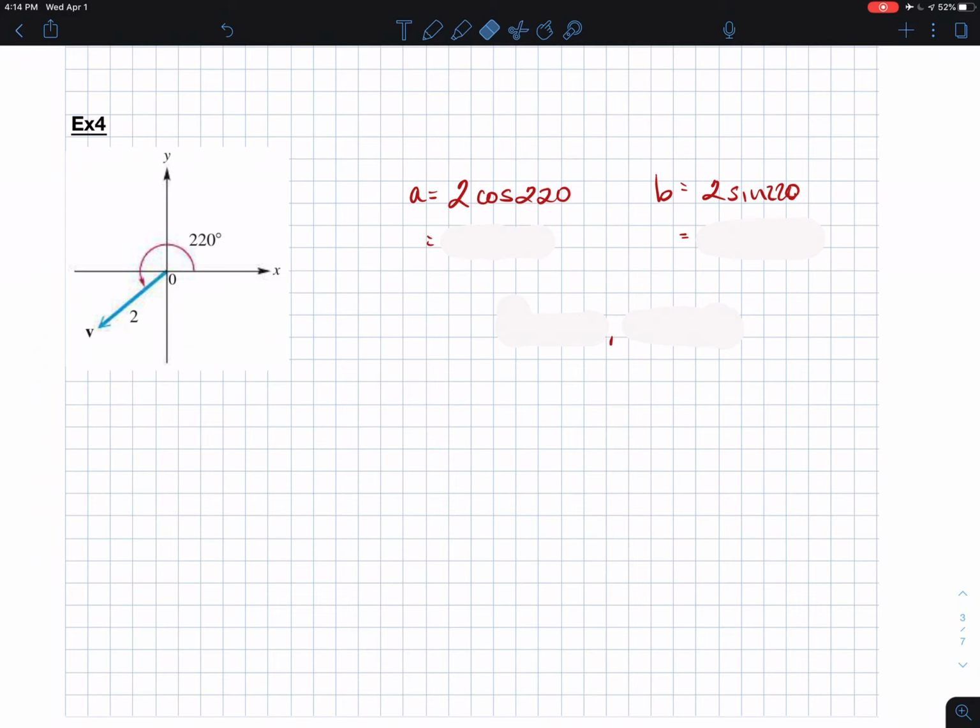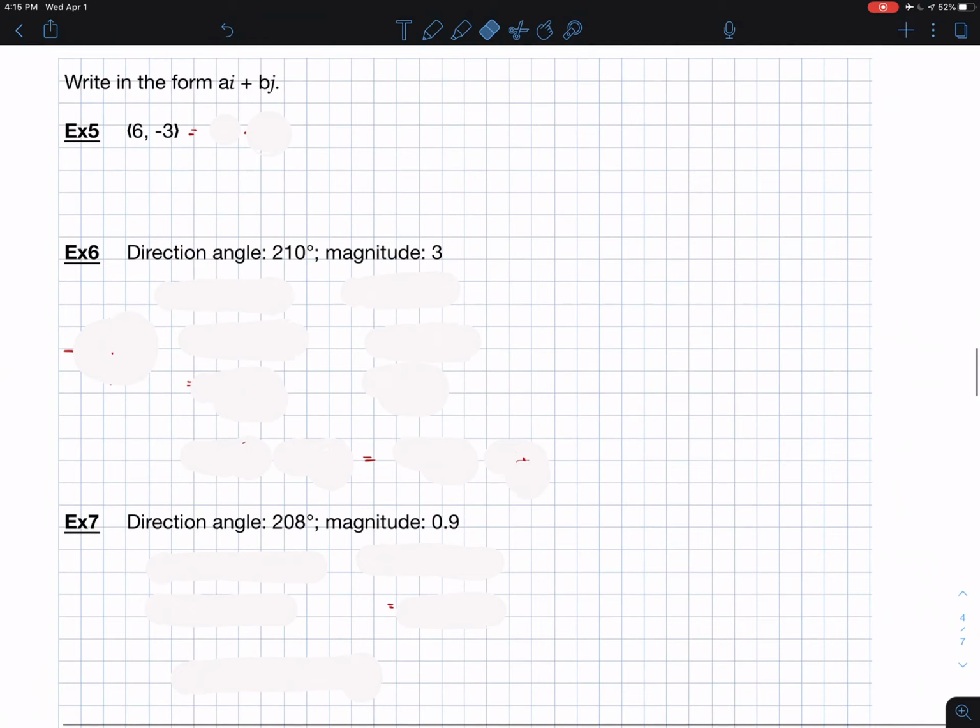Now, I don't know anything about 220 degrees, so here's where I'm going to use my calculator. And that's great. I have found my A value and my B value, but I haven't written it properly yet. So we'll go ahead and put it in the position vector format. All right, let's go into example number 5.